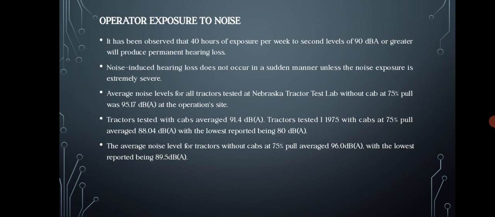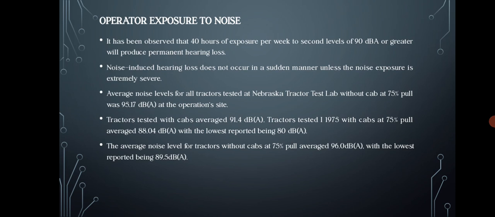The average noise level of all tractors tested without a cab at 70% pull was 95.17 decibel at the operator's site. Tractors tested with cabs averaged 91.4 decibel.